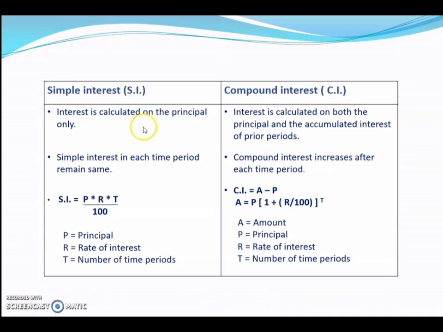So simple interest is calculated on the principal only, whereas compound interest is calculated on both the principal and the accumulated interest of prior periods. Simple interest in each time period remains the same. Compound interest increases after every time period. This is the formula, P into R into T by 100, and here you have the formula for the amount, P into (1 plus R by 100) raised to the power of the time period. You can have T or N.